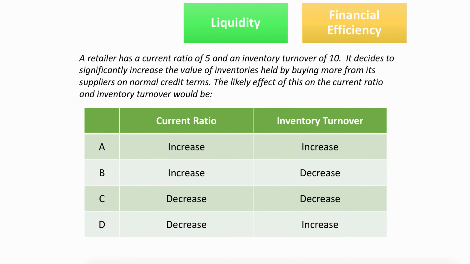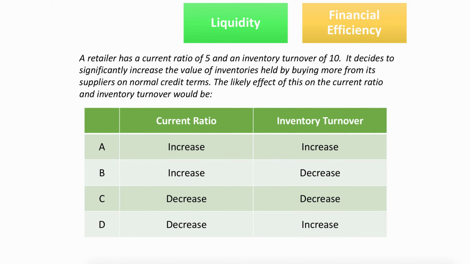Okay, let's have a think about a question here which combines a liquidity ratio and an efficiency ratio. It's a multiple choice question. A retailer has a current ratio of 5 and an inventory turnover of 10. It decides to significantly increase the value of inventories held by buying more from its suppliers on normal credit terms. What's the effect of this on the current ratio and inventory turnover? So have a go at that question.